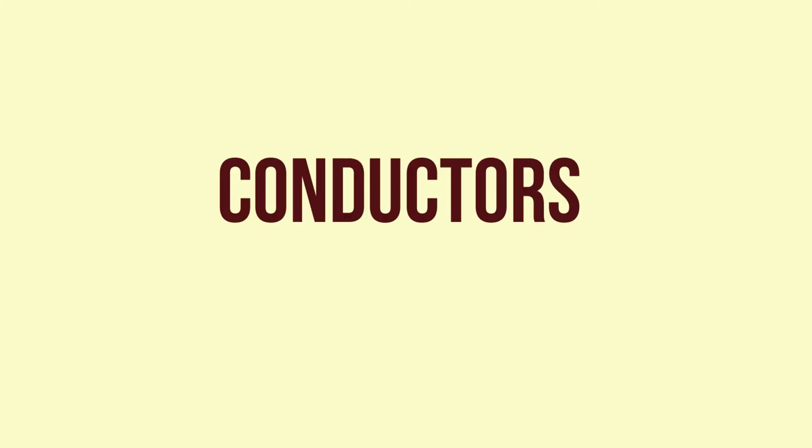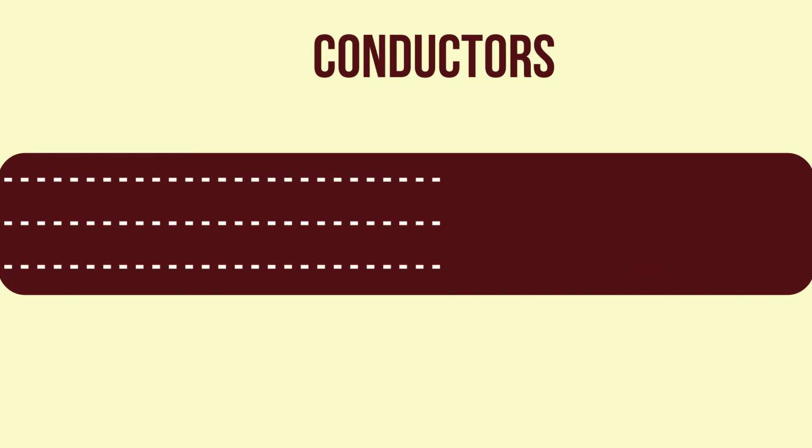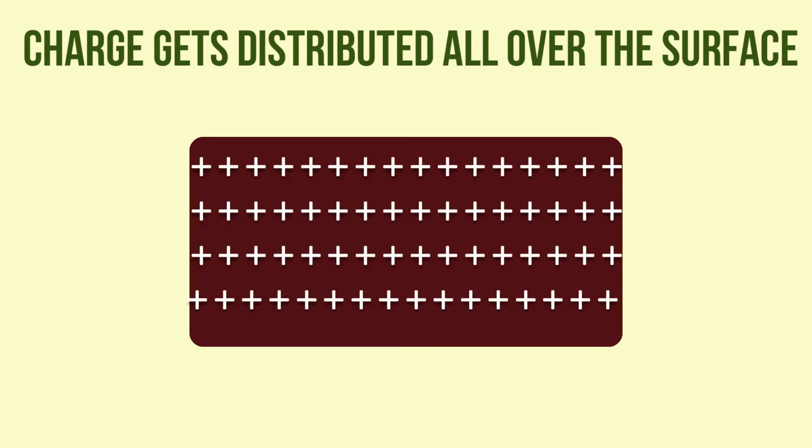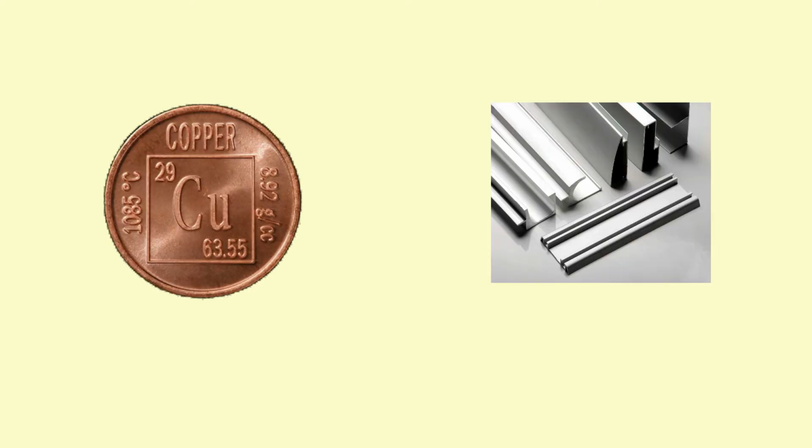First, conductors. These are the substances which readily allow the passage of charge through them. The reason is, in these conductors, electrons are comparatively free to move inside the material. And one more property of a conductor is, when some charge is given to a conductor, it readily gets distributed over its surface. Examples of conductors are metals like copper, aluminium, silver.